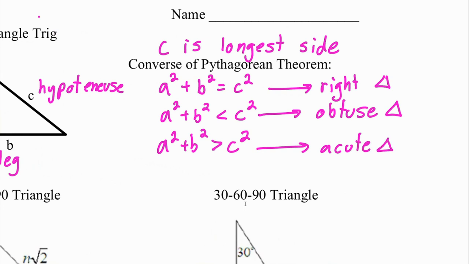So these are the three options, which again makes it a converse because instead of proving the Pythagorean theorem, because we're given a right triangle, we're going the other direction and saying, what kind of triangle do we have, using that Pythagorean theorem.